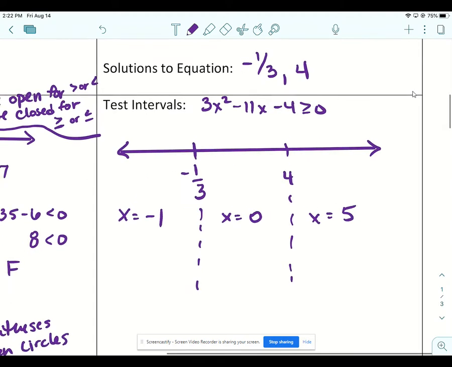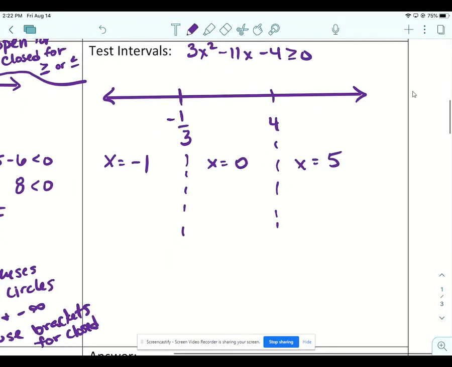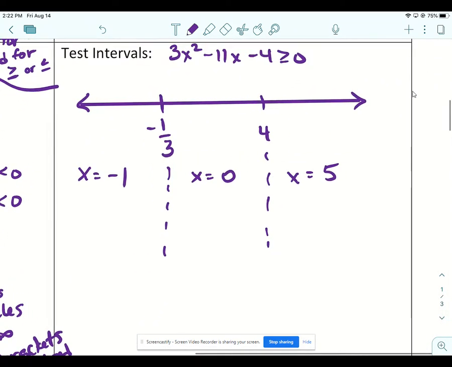Okay, this one's a little more difficult to just do in your head. Now you can use a little basic calculator to do this too. But when I put in -1, -1 squared is 1. 1 times 3 is 3. And then negative 11 times negative 1 is 11, minus 4, greater than or equal to 0. So that's going to be 14 minus 4. 10 is greater than or equal to 0.